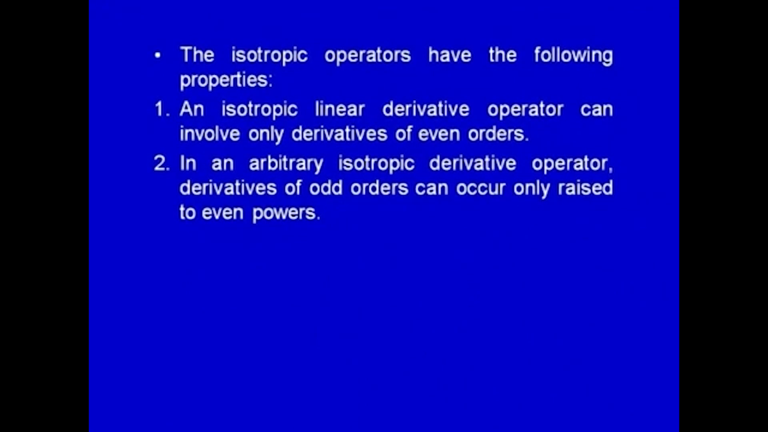The isotropic operators have the following properties. An isotropic linear derivative operator can involve only derivatives of even orders. In an arbitrary isotropic derivative operator, derivatives of odd orders can occur only raised to even powers.